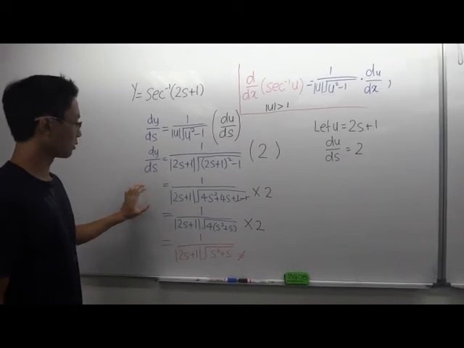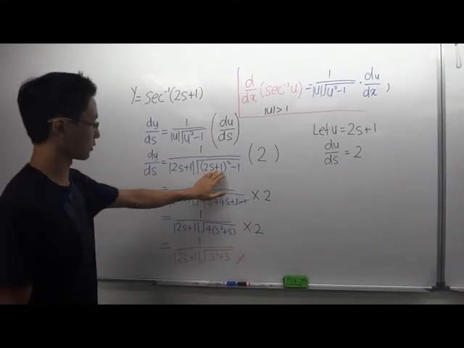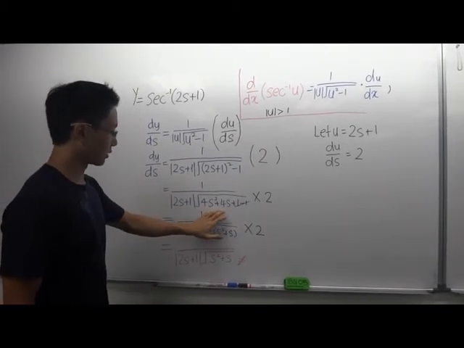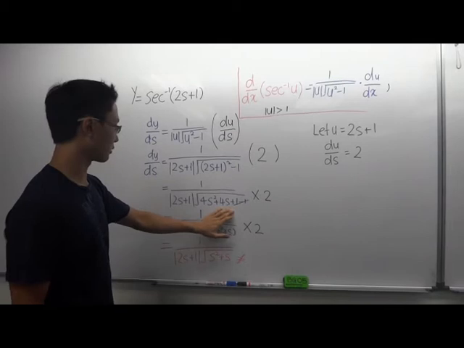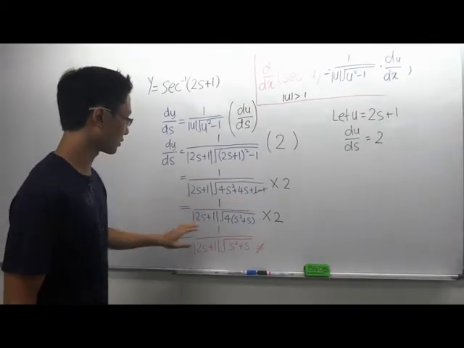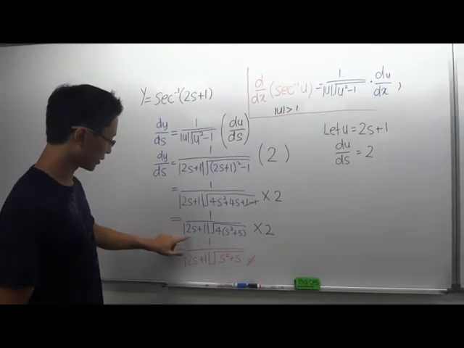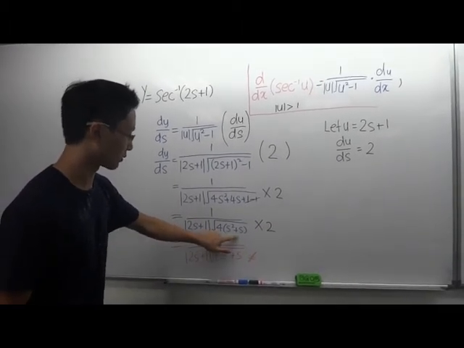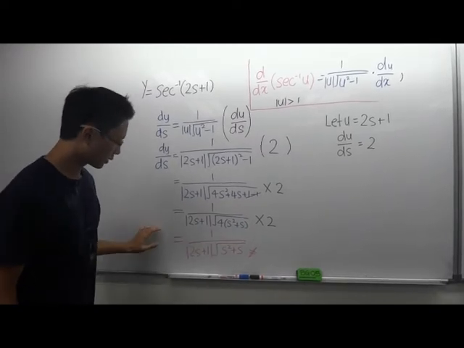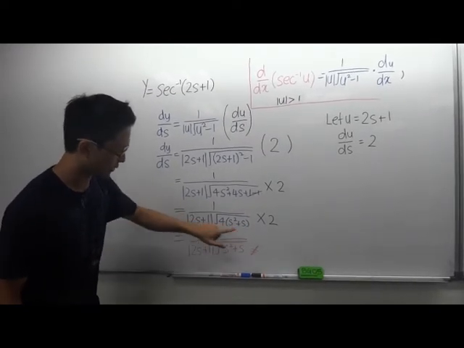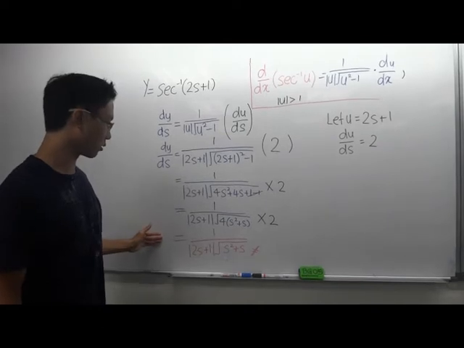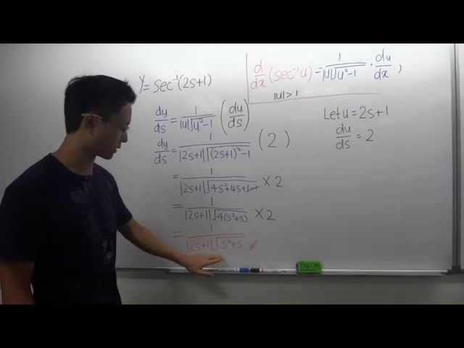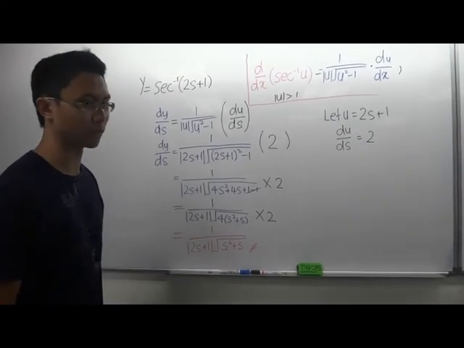After we've done that, we have to expand (2s plus 1) squared, because that's going to cause us problems later. After expanding, plus 1 minus 1 cancels out. So after cancelling off the 1's, we have 1 over modulus 2s plus 1 multiplied by square root of 4s squared plus s times 2. Next, we just have to pull out this 4 and simplify, and we get our final answer: 1 over 2s plus 1 over modulus 2s plus 1 multiplied by square root of s squared plus s. And we're done.